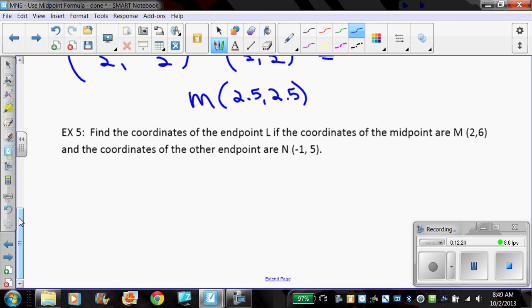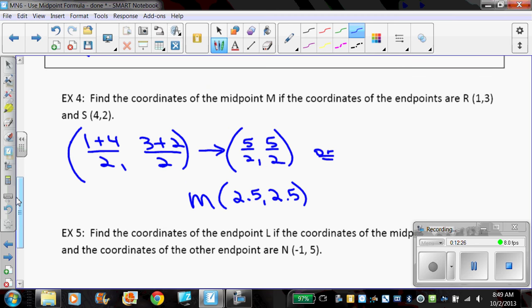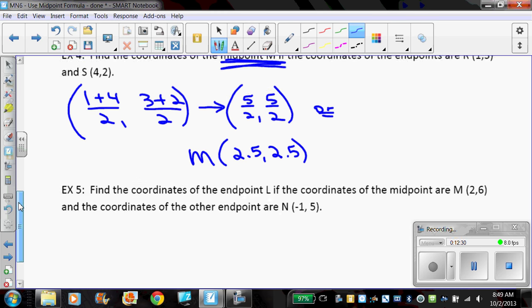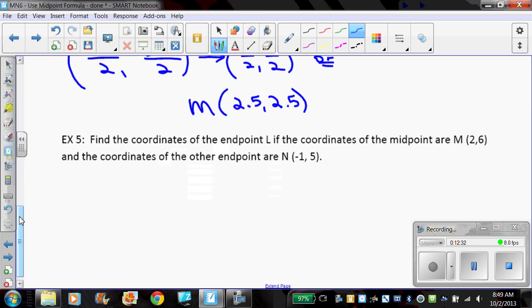Now example 5 is a little different. I want to kind of go back up here. Notice again, finding the coordinates of the midpoint. We were trying to find the midpoint here, given the endpoints. This is different. Find the coordinates of the endpoint, given the midpoint and the endpoint. So here what we have is an endpoint, a midpoint, and we need to find the other endpoint. I do want to say this.